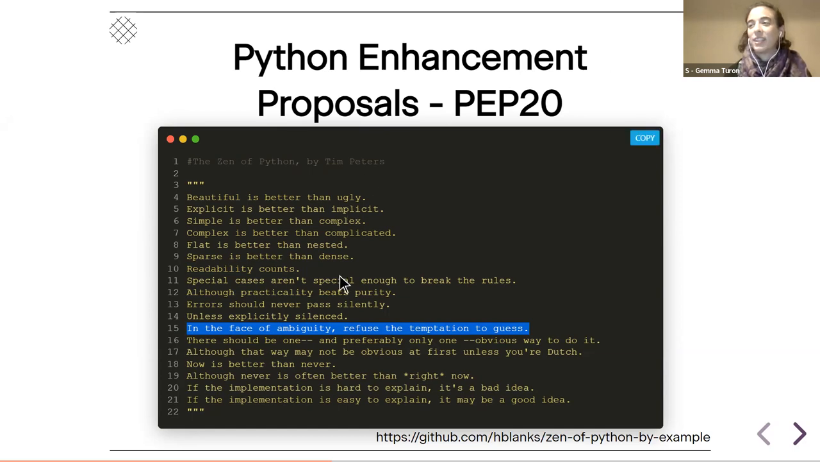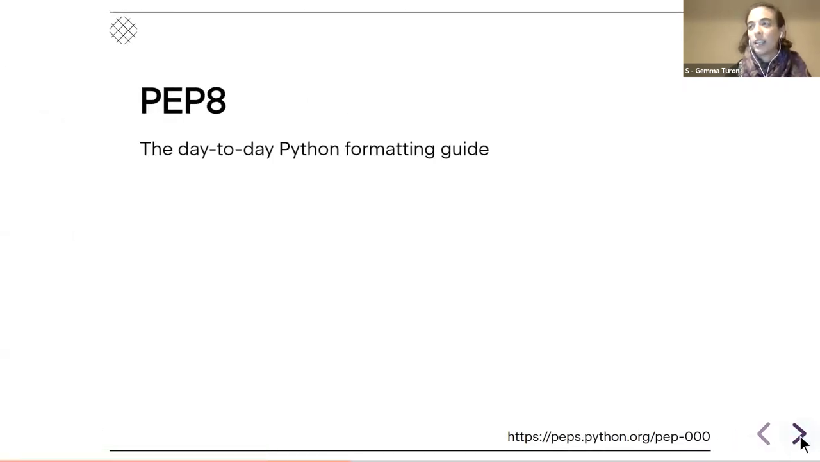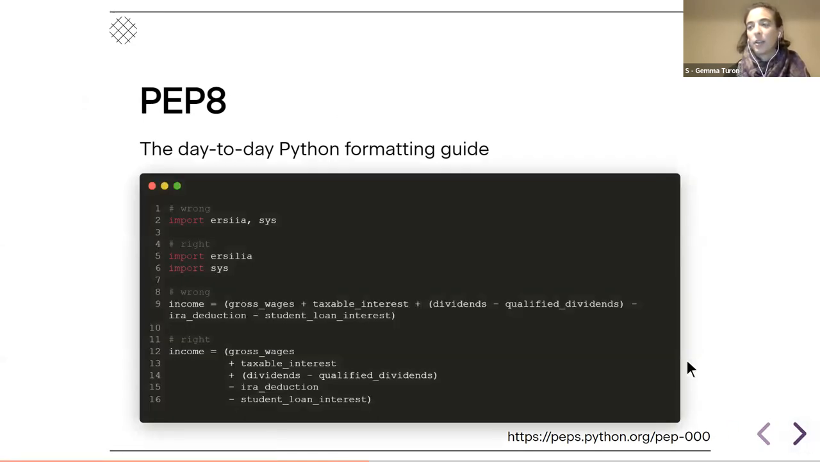And so based on these very nicely written guides, they actually developed what is called PEP 8, which is, I would say, the day-to-day Python formatting guide. And it has things, for those of you that know a bit of Python, this will be familiar. For those of you that do not use Python, this may not be so understandable, but it's basically a lot of little details that matter when you write in Python.